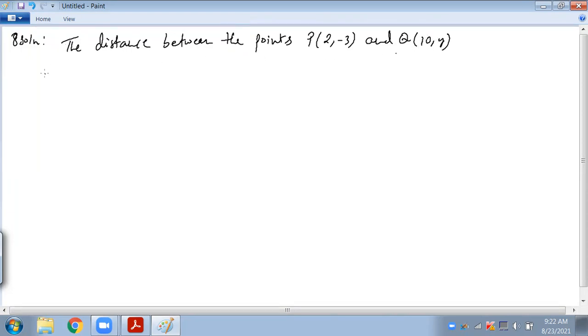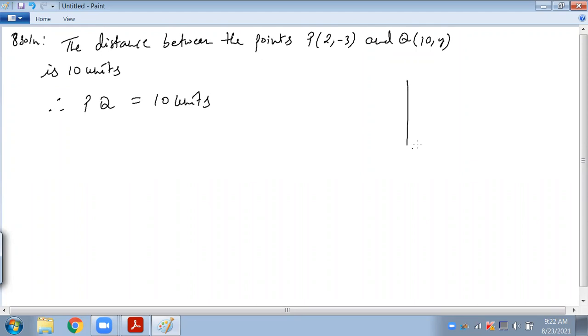Here we'll not take it by left because everything is given in the question. So we'll write what is given. The distance between points P 2 comma minus 3 and Q 10 comma y is 10 units. Okay, so that means therefore we can take PQ equal to 10 units.